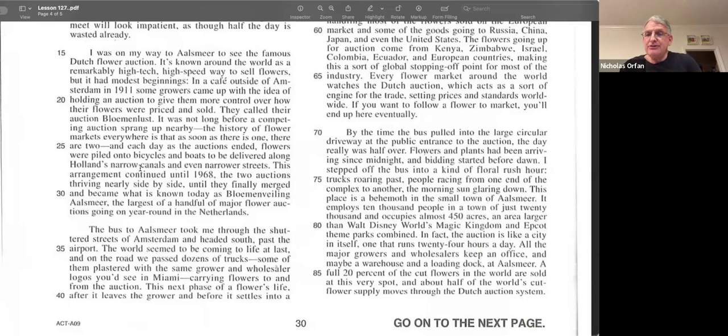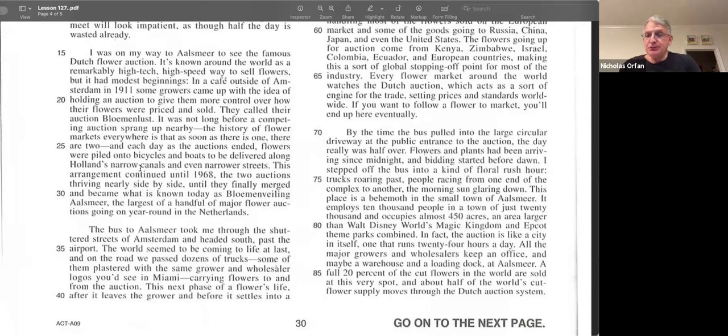It employs 10,000 people in a town of just 20,000 and occupies almost 450 acres, which is a huge area, an area larger than Walt Disney World's Magic Kingdom and Epcot theme parks combined. In fact, the auction is like a city in itself, one that runs 24 hours a day. All the major growers and wholesalers keep an office and maybe a warehouse and a loading dock at Aalsmeer.